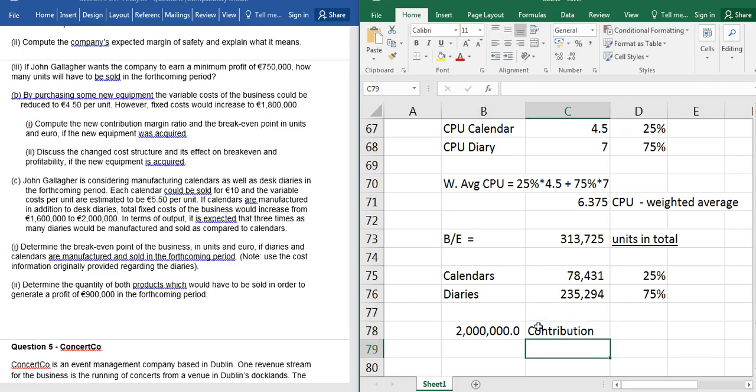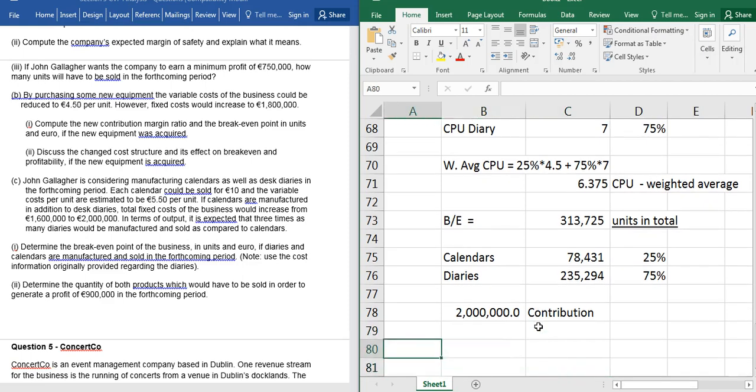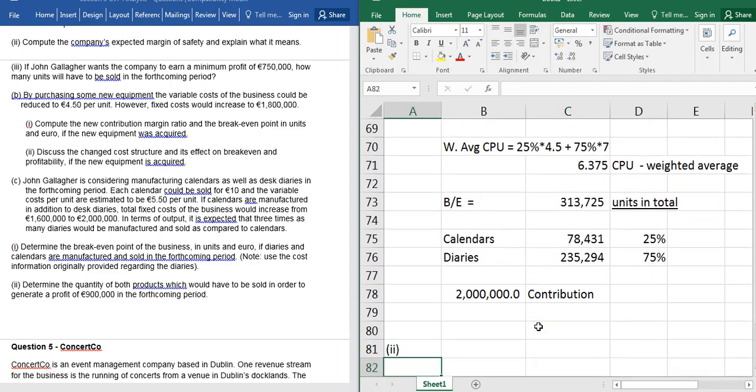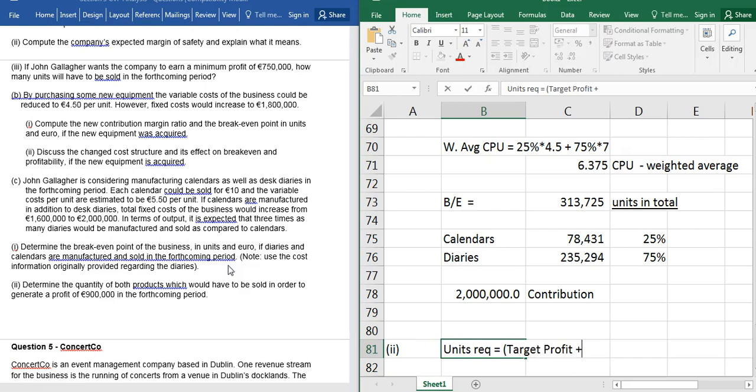Okay, so again, go back and look at that Halo question in the question pack about how to deal with multi-product break even. The final one then is just an application we've seen already: your target profit analysis. Determine the quantity of both products, calendars and diaries, in order to generate a profit of 900. So your target profit. So the units required will be, as before, your target profit plus your fixed costs divided by the weighted average CPU.